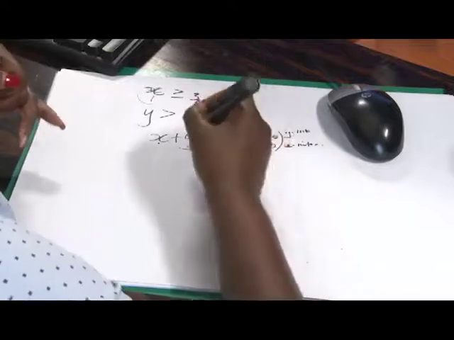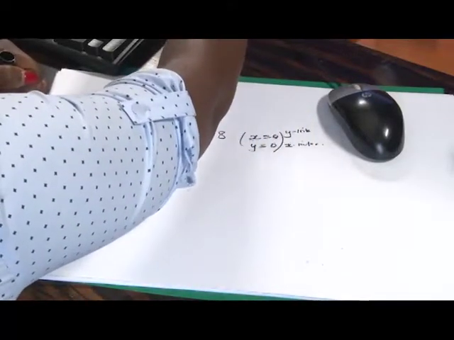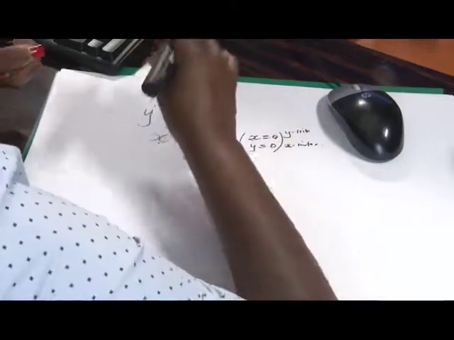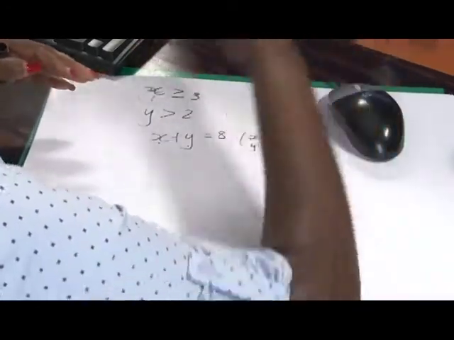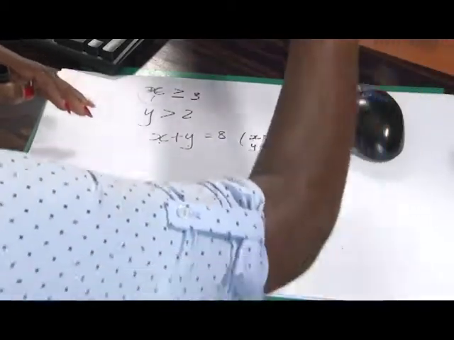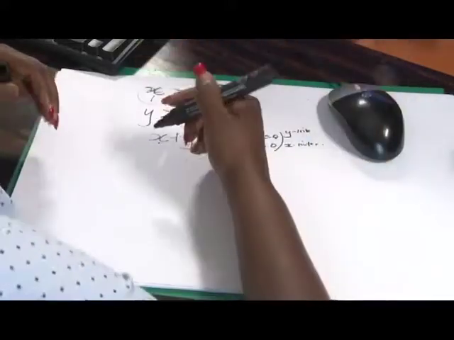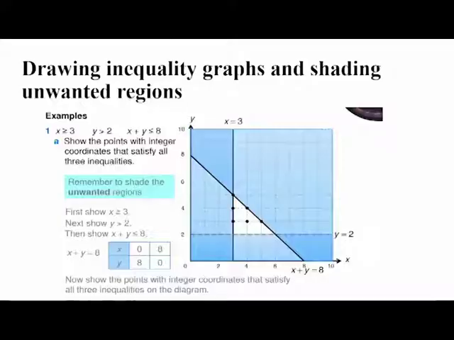So you can see that we want numbers less than, x plus y should be less than or equal to 8. Which numbers are less than or equal to 8? These are the numbers. You can see the unwanted region is the one up there. So from there, you will be able to answer your question now. Remember to shade the unwanted region.